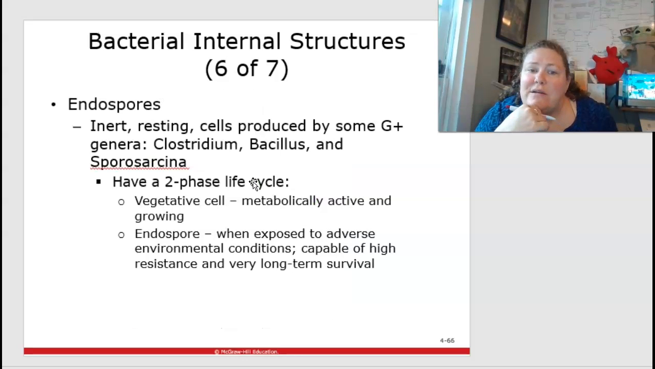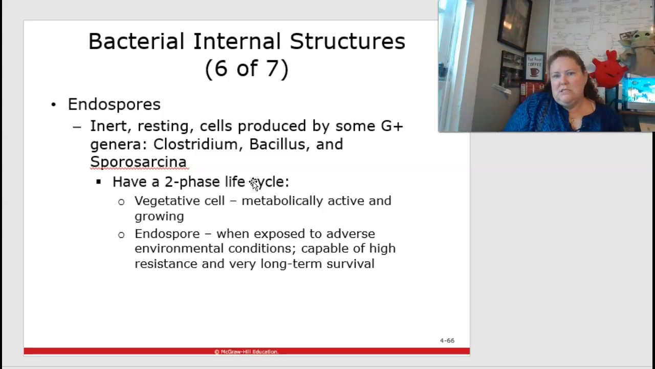We also can have endospores, which are inert, resting cells produced by some gram-positive genera, such as Clostridium, Bacillus, and Sporosarcina. These have two phases of the life cycle. The first is the vegetative state, where the cell is metabolically active and growing. Then we have the endospore, which is kind of like storage, where it can be exposed to adverse environmental conditions and is capable of high resistance for very long-term survival.